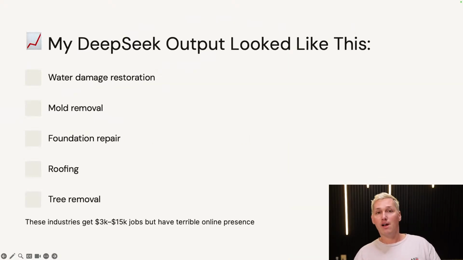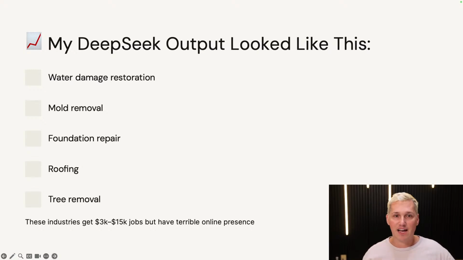So when I started with this first prompt, I got outputs like water damage restoration, mold removal, foundation repair, roofing, tree removal, and this is all gonna depend on the city that you run it in, right? So different cities are gonna have different results, and that's why this is so cool. It leaves a huge opportunity for all of us to come in and make a lot of money, because we're not gonna be competing with each other. There are so many cities just in the United States alone, so many in one state alone, that you can just pick something other than the one I used in this example today. But these industries get $3,000 to $15,000 jobs, and some of them have terrible online presence.